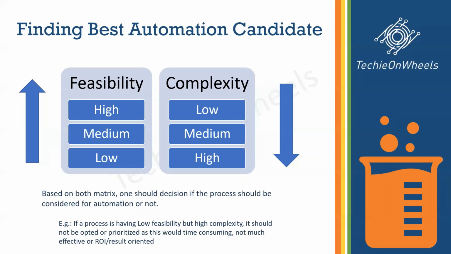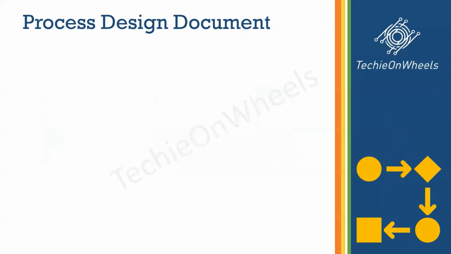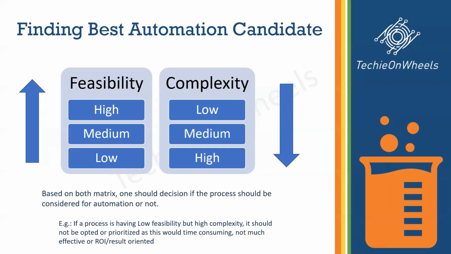So based on both these metrics, one should decide if the process should be considered for automation or not. For example, if a process has low feasibility but high complexity, it should not be opted for or prioritized for automation, as it is going to be time consuming and not very beneficial in terms of ROI and result.